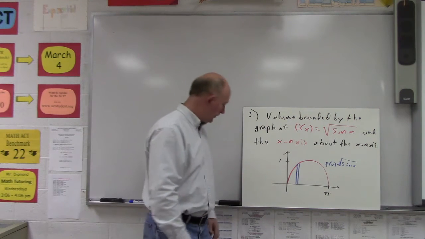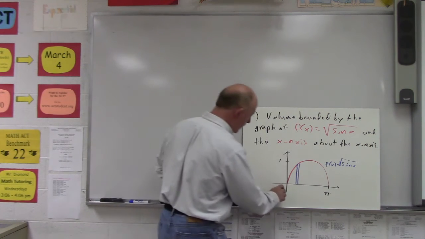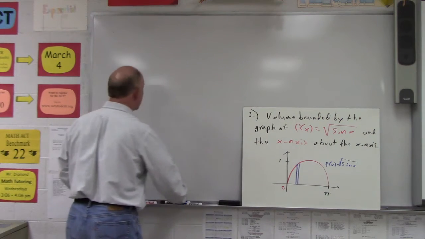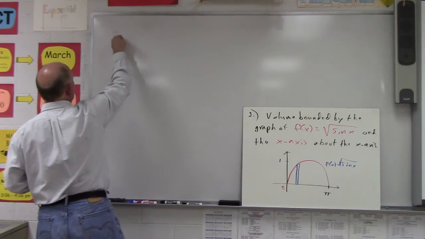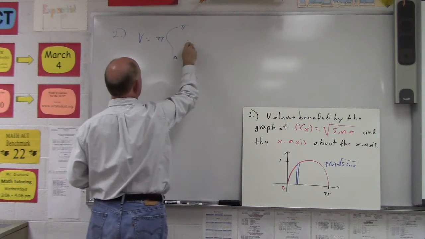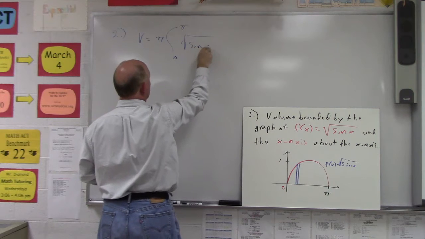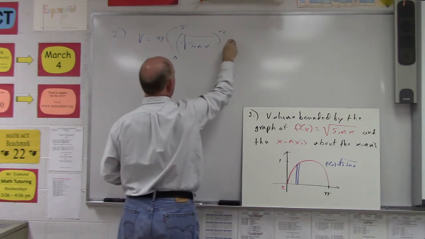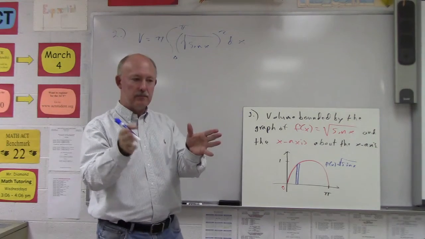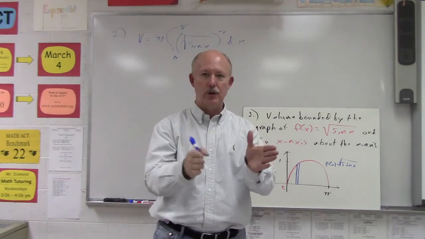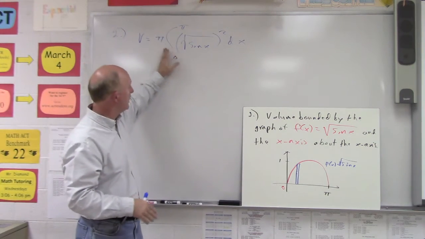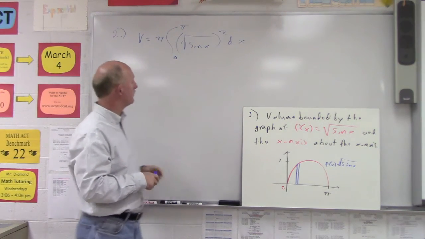As we set up, you can see the lower bound here would be 0, and the upper bound is pi. So as we set up our integral, our volume, number 2 here, we'll describe our volume as pi times the integral from 0 to pi of the square root of sine x, squared, dx. Remember as you set your integral up, the volume formula for a right circular cylinder, pi times the radius squared times the height.